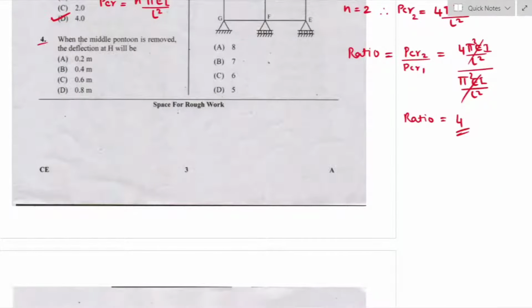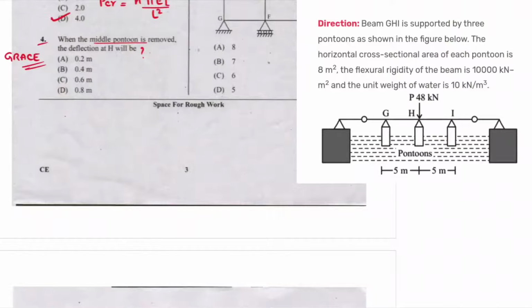Question number 4. When the middle pontoon is removed, the deflection at H will be. Pontoon means it is a flat bottom portion of the boat which is used to support a temporary bridge. In this question you can observe they have not given any figure to find the deflection at point H. So for this question it was declared as grace marks. But when I searched in the topic of engineering mechanics, this was the expected question with the following figure. So by assuming the following data, let us try to solve this question.